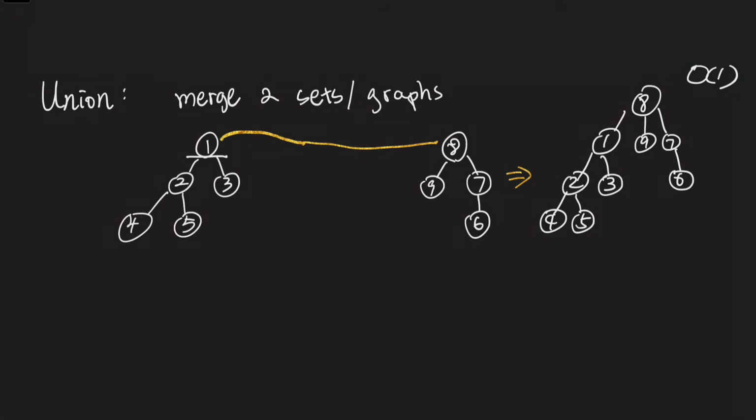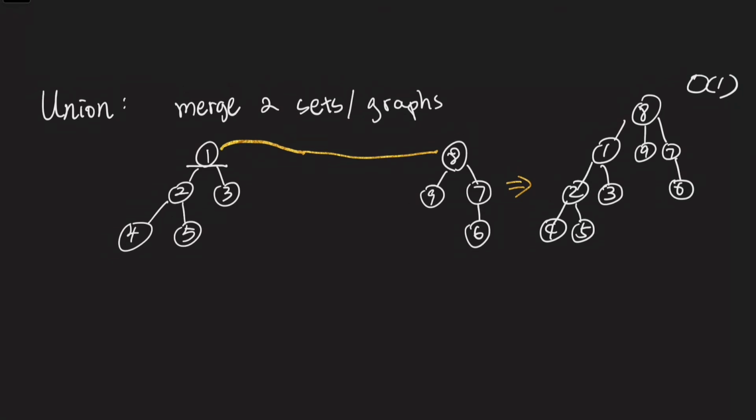However, after you merge these 2 sets, and then we want to find the outermost leader of, let's say, 2. Who's the outermost leader of 2? Then you have to go to 1 first and then go to 8. That's too complicated because you need multiple steps.